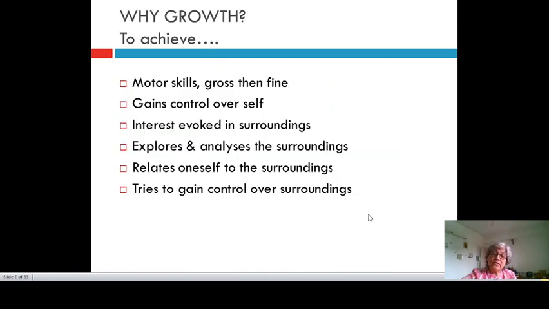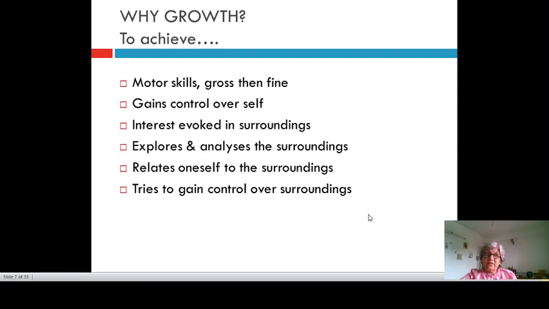So, with this neurobiological background, development is happening. But why is the baby developing? I wouldn't say growth, developing. Developing to achieve firstly motor skills, that is control over the self. These motor skills are first gross and then fine.